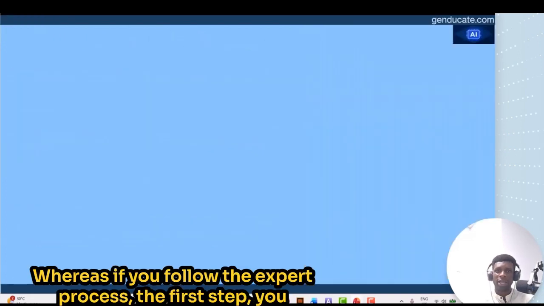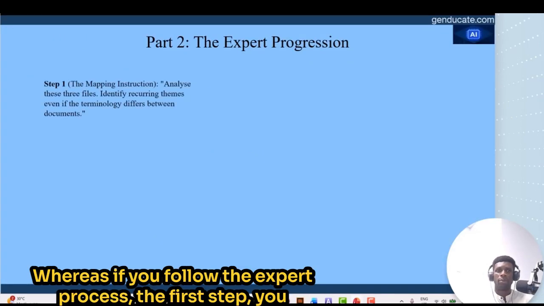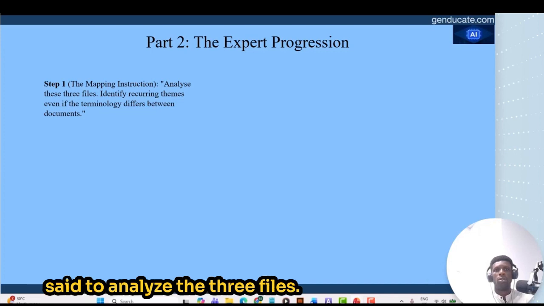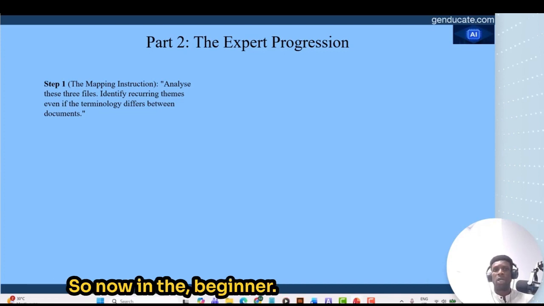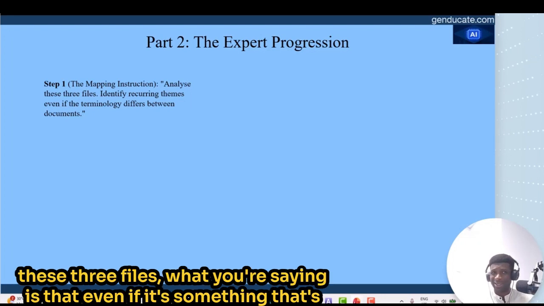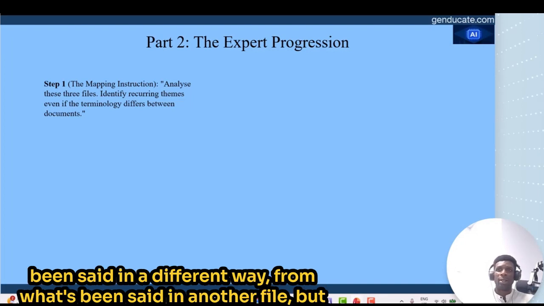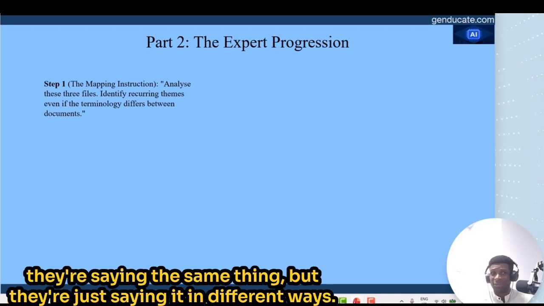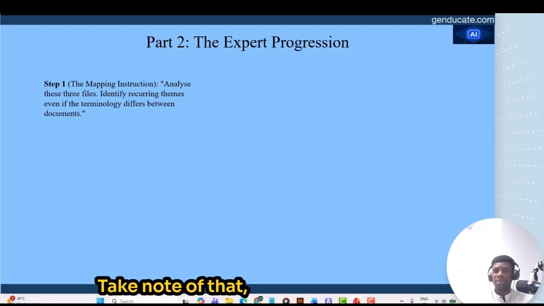Whereas if you follow the expert process, the first step is you say to analyze the 3 files. In the beginner approach, you didn't say to analyze, you just said to look for XYZ. If you say analyze these 3 files, what you're saying is that even if something has been said in a different way from what's been said in another file, but they are saying the same thing, take note of that.